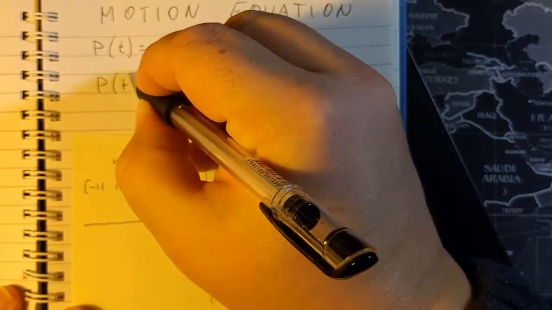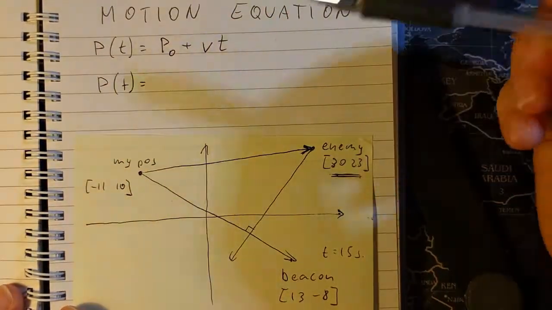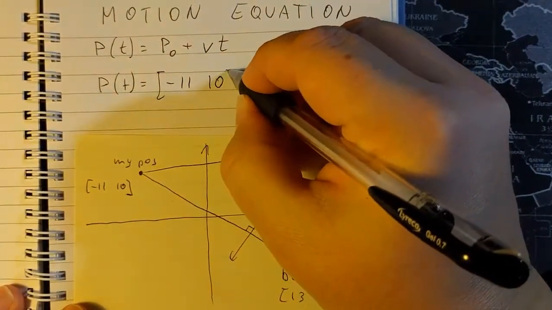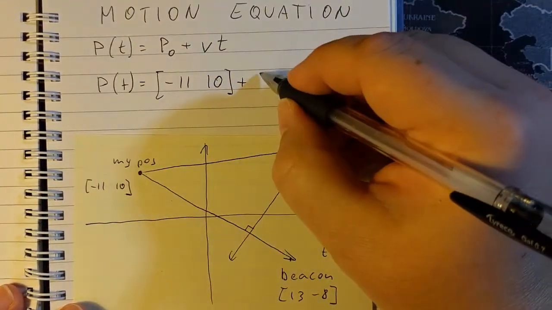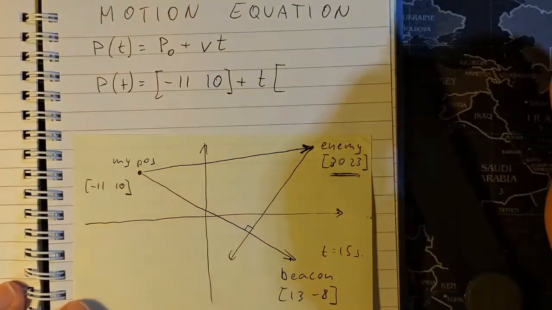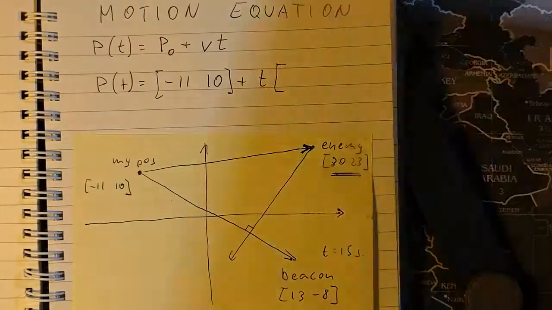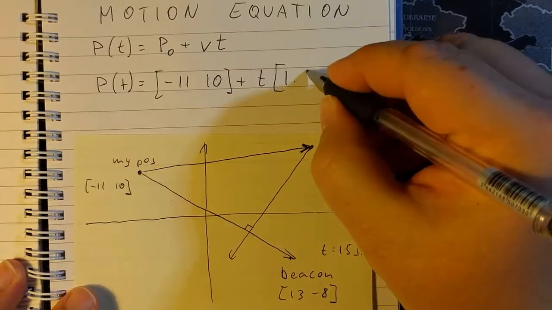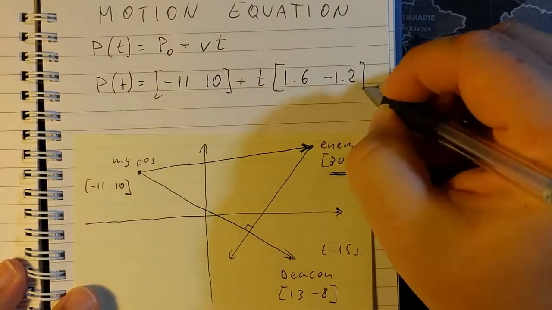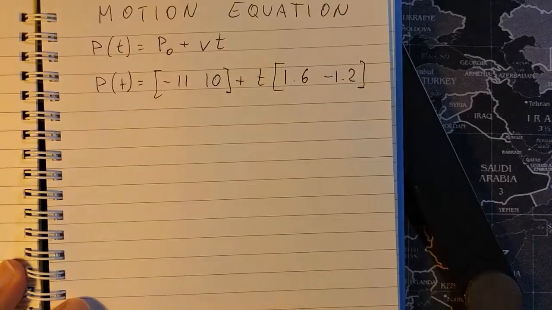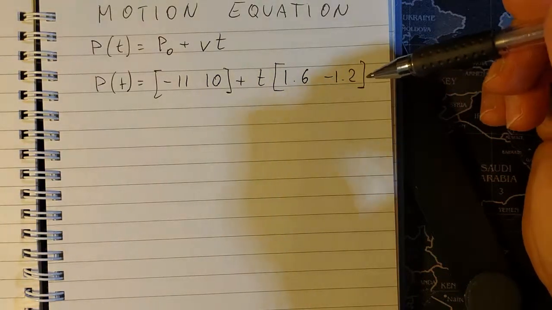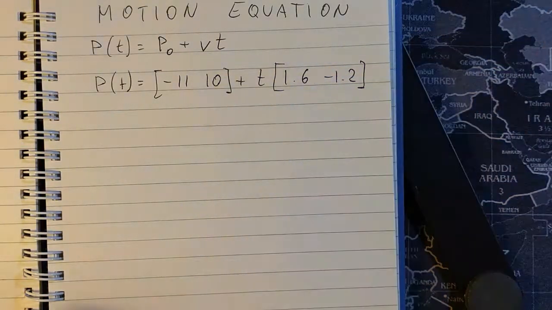So, in our situation, p(t) is equal to my initial position, which was (-11, 10), plus t times the velocity vector, which is the vector we have calculated in question 2. This is (1.6, -1.2). And that's the motion equation for myself, for my space fighter.